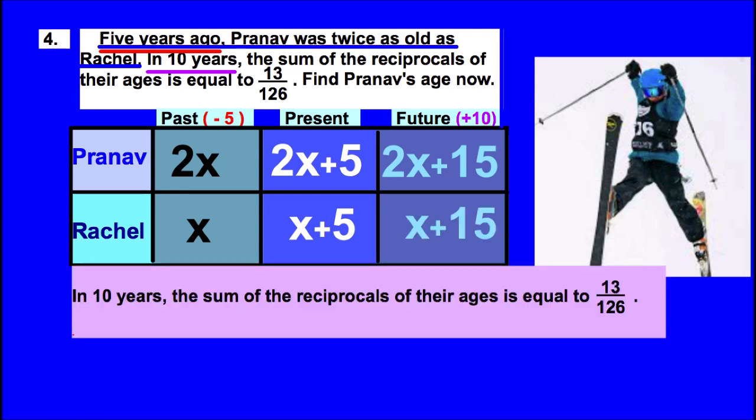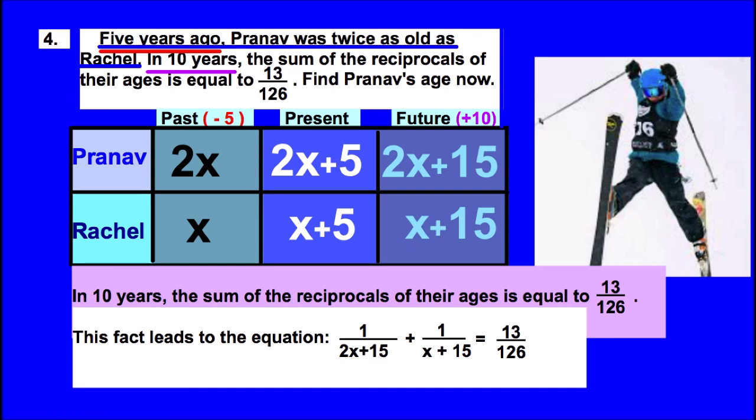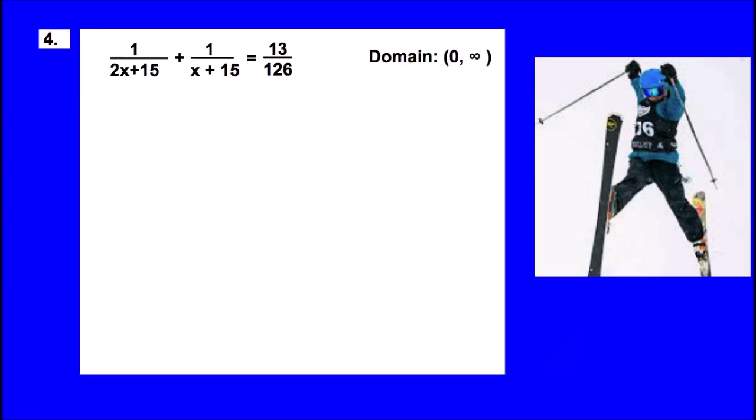In 10 years, the sum of the reciprocals of their ages is equal to 13 divided by 126. This fact leads to the equation 1 over the quantity 2x plus 15 plus 1 over the quantity x plus 15 equals 13 over 126, on the domain open interval 0 infinity. This is a rational equation.